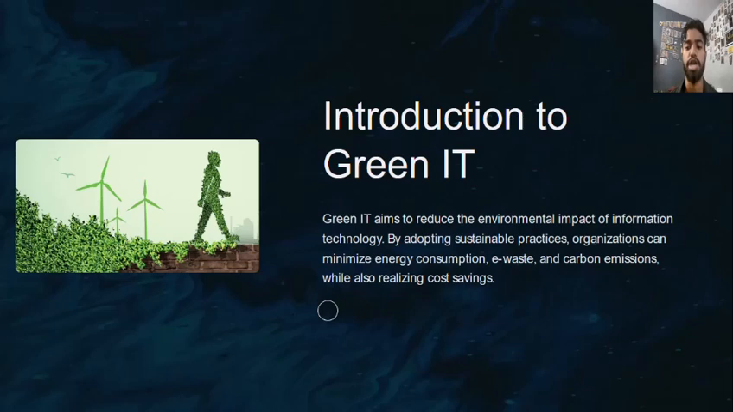Green IT aims to reduce the environmental impact of information technology by adopting sustainable practices. Organizations can minimize energy consumption, electronic waste and carbon emissions while also realizing cost savings.